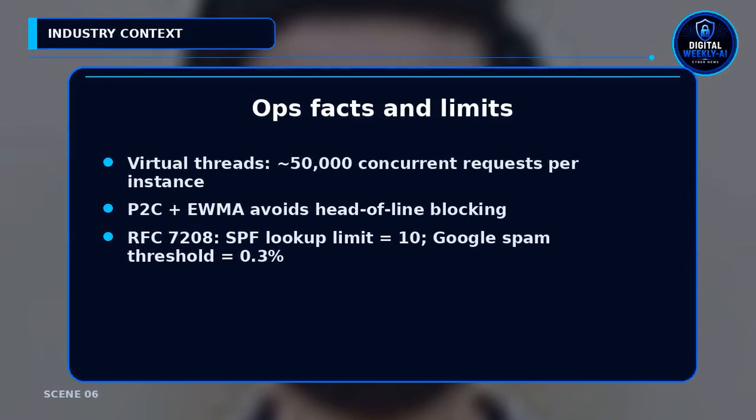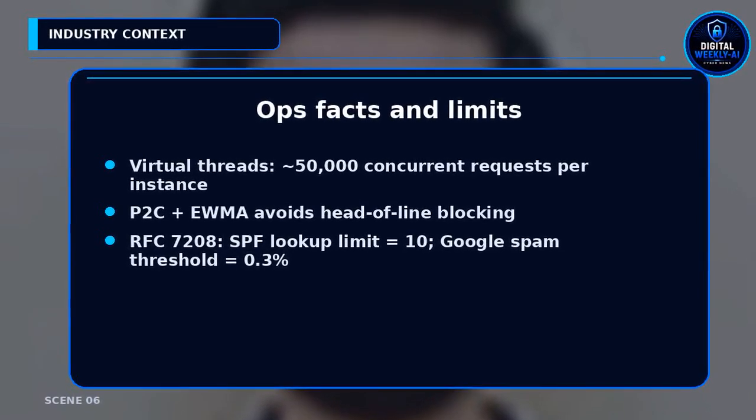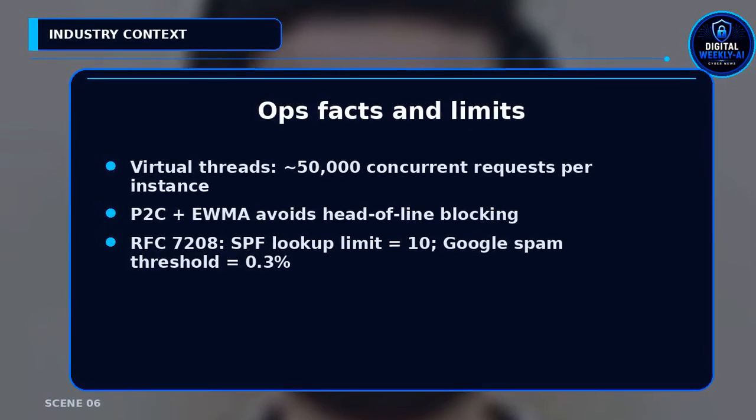QuickOps context. Java virtual threads let one instance handle about 50,000 concurrent requests, but round-robin balancing can hurt P99 latency. Use P2C with EWMA for O(1) routing decisions. A VPS incident showed CPU rising from 15 to 20% up to 100% for nearly 4 hours after compromise. Email takeaways. RFC 7208 caps SPF lookup evaluation at 10 DNS-querying mechanisms. Use 2048-bit DKIM keys, and Google flags spam complaint rates above 0.3%.